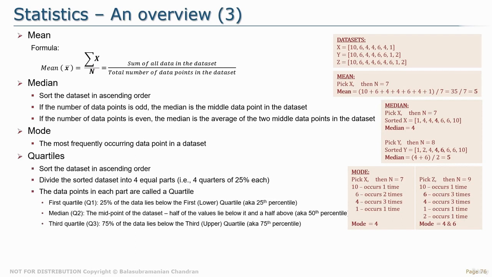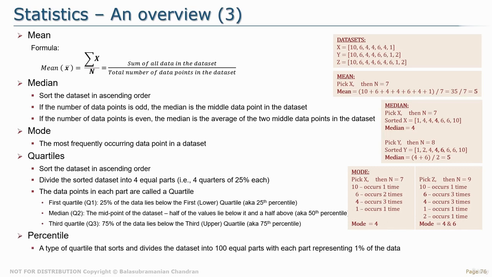How to find quartiles? Sort the dataset in ascending order. Divide the sorted dataset into 4 equal parts, that is 4 quarters of 25% each. The data points in each part are called a quartile. The first quartile Q1 is where 25% of the data lies below it, that is the lower quartile, also known as the 25th percentile. The median Q2, the midpoint of the dataset, is where half of the values lie below it and half above, also known as the 50th percentile. The third quartile Q3 is where 75% of the data lies below it, that is the upper quartile, also known as the 75th percentile. Then what is a percentile? A type of quartile that sorts and divides the dataset into 100 equal parts, with each part representing 1% of the data.